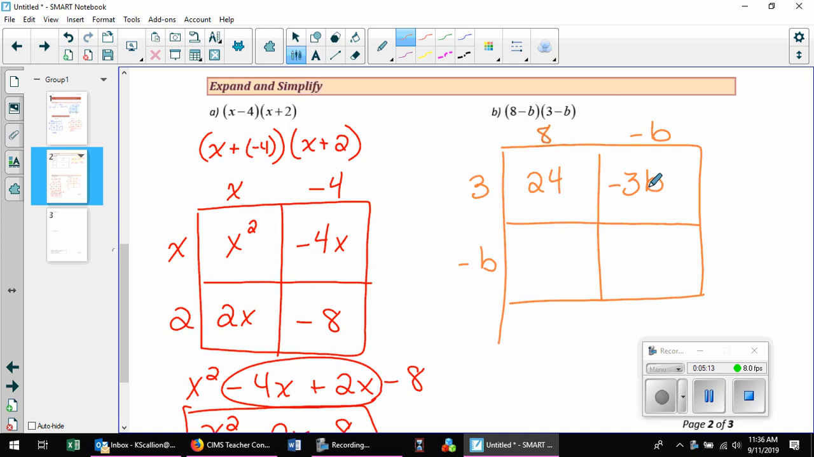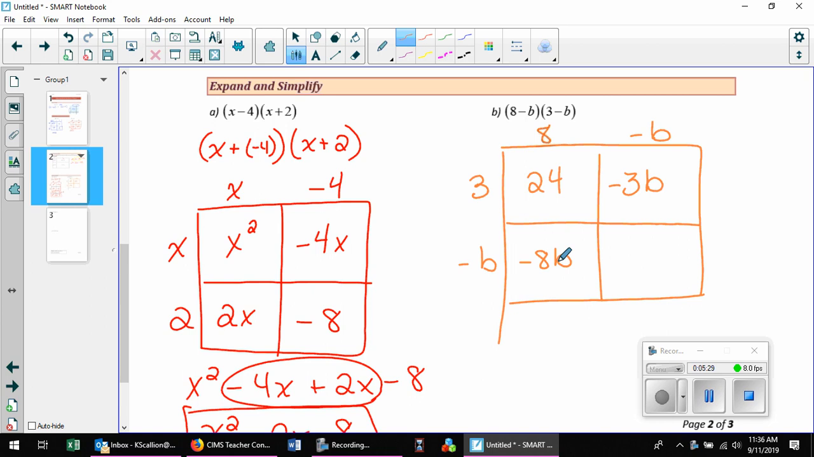How do we do on that one? Good. Confident? Awesome. 8 times a negative b is going to give me a negative 8b. I think when I was walking around, I wasn't really looking at this question, but I saw a lot of negative 11, so I feel like that's good.